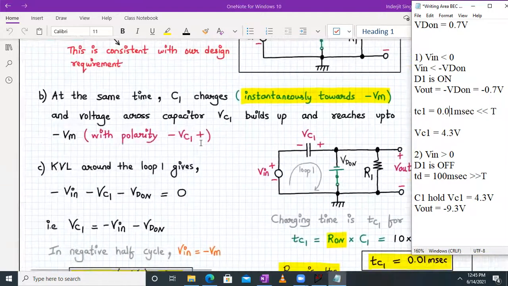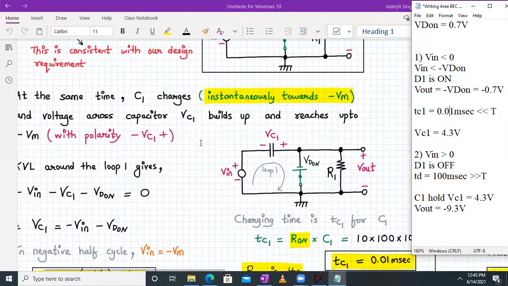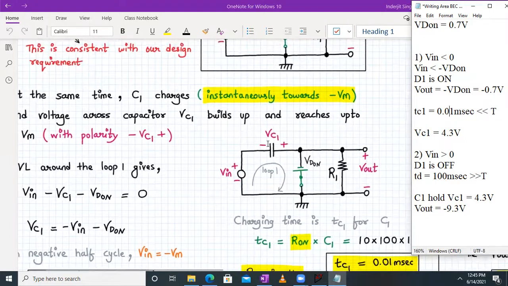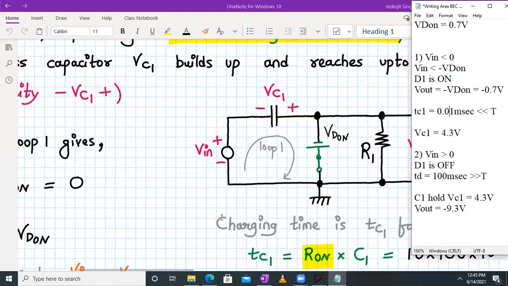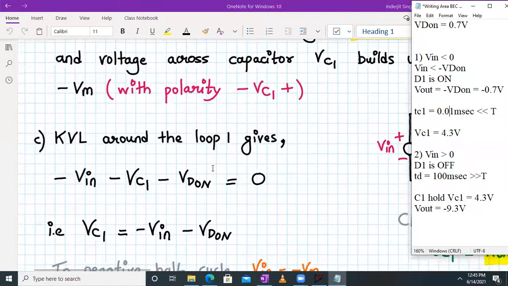Okay, so that's why your capacitor C1 charges instantaneously towards the minus Vm value, and the voltage across the capacitor builds up and tries to reach a value of Vm with this polarity, plus minus from right to left. Now if you apply KVL in this loop, you will get minus Vm minus Vc1 minus Vd1 equal to 0.